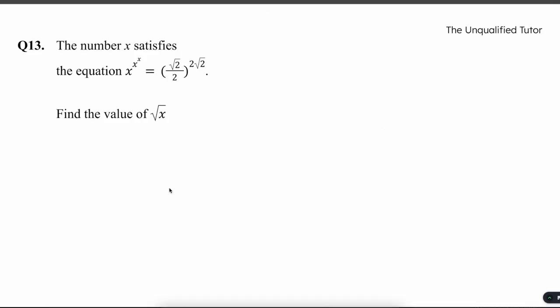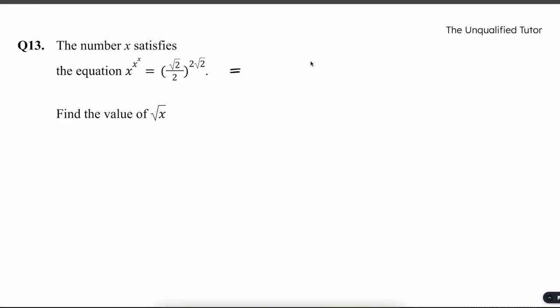Question 13. The number x satisfies the equation x to the x to the x equals root 2 over 2 to the power of 2 root 2. Find the value of root x. It couldn't be more useless, yes, this is very, very pure maths. It's very abstract, and there is absolutely no use for this whatsoever other than to test your mathematics ability.